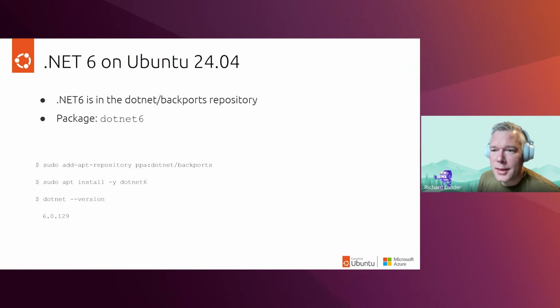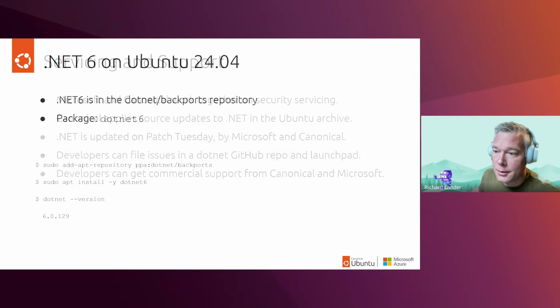With .NET 6 and 7, it's very similar, except you have to register the .NET backports repository, and that's just one additional line. And then you can see there, you can just install .NET 6, very similar package name, just a different version number. And after you've installed that, then again, you can use the .NET CLI and type .NET commands, and you can do your .NET development from there.